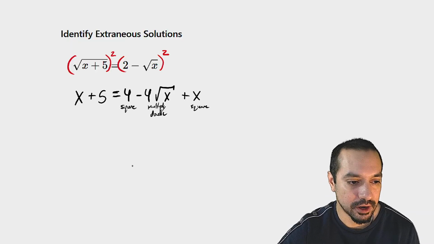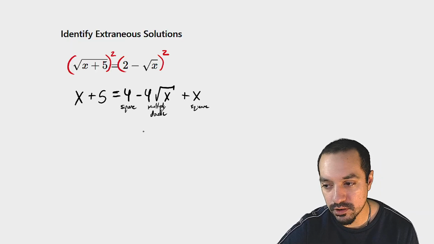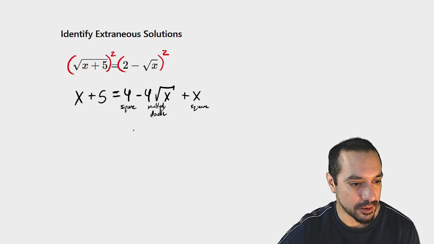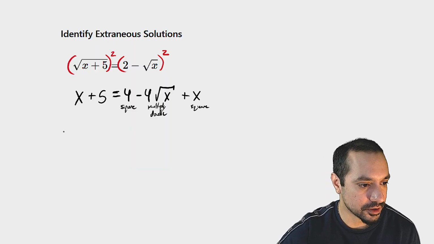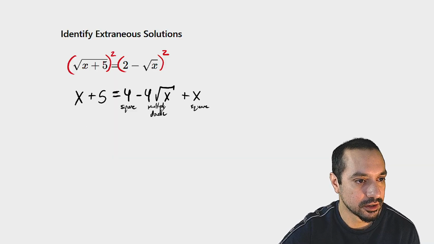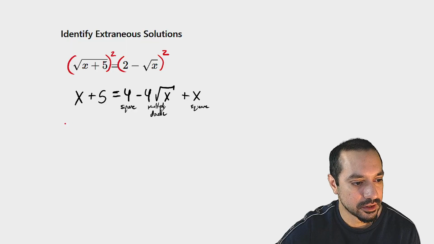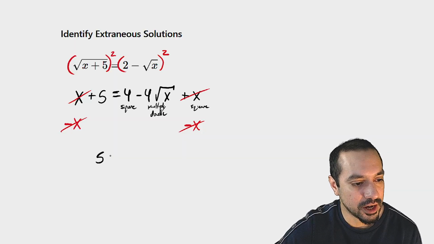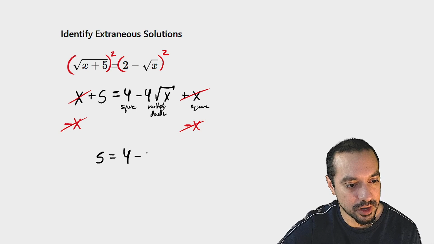All right, from here, we still have one radical left, so I'm going to go ahead and isolate that radical now. Let me first subtract x from both sides. Let me do it in red. We take away x from here, that cancels. We take away x from here. That also is really nice, it cancels as well. We get 5 equals 4 minus 4 times the square root of x.